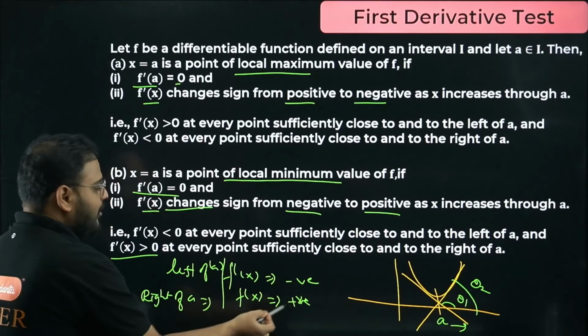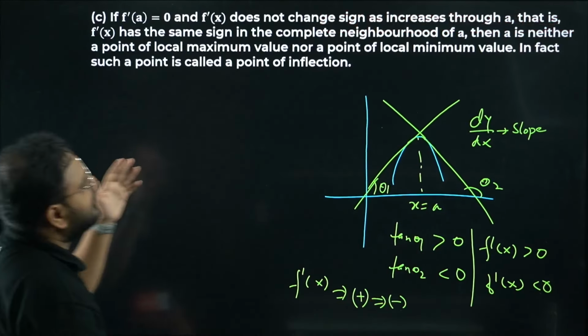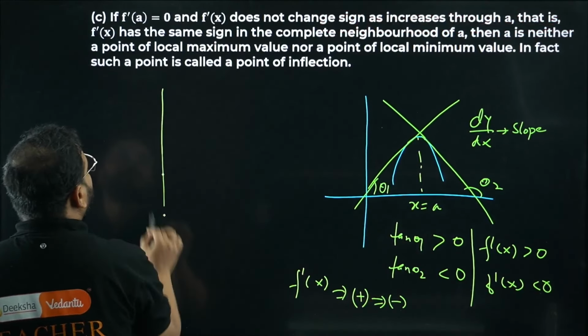Right of A is positive, left of A is negative. It's called a local minima. Alright, last is point of inflection. What happens over here? No sign change, sir.